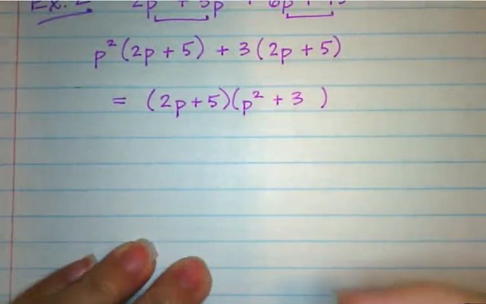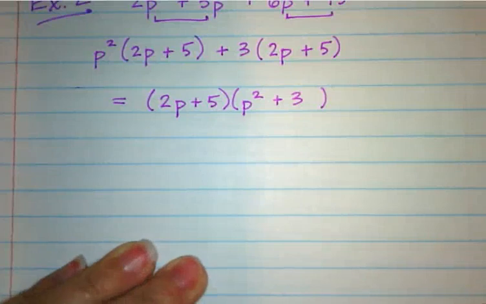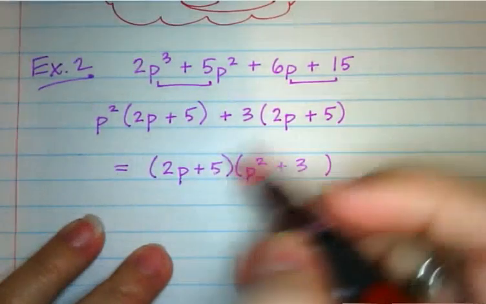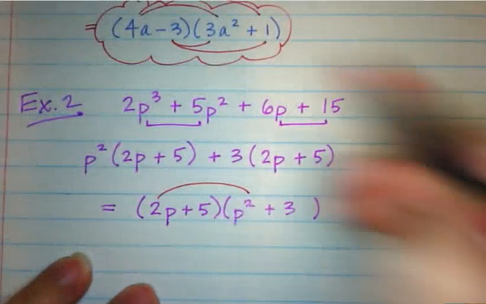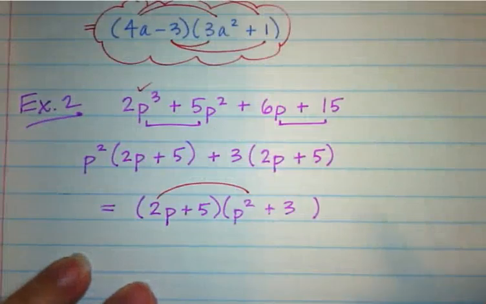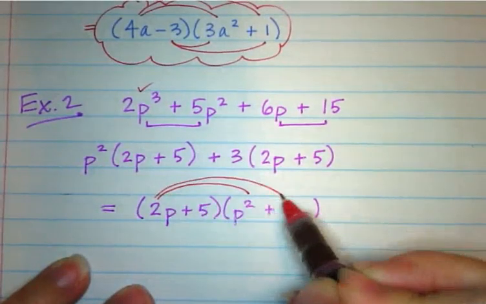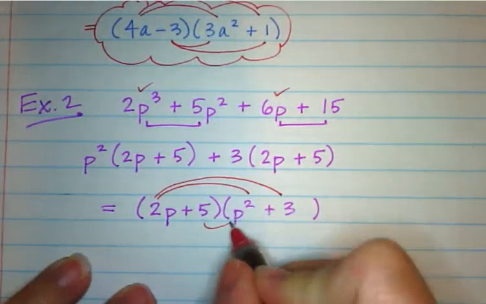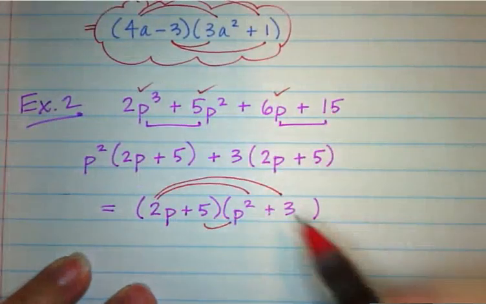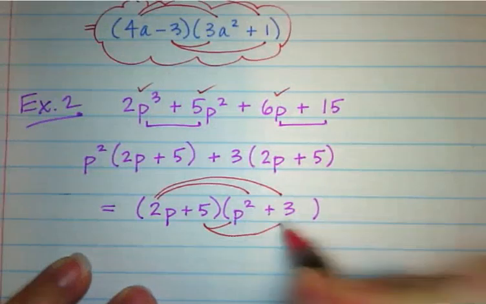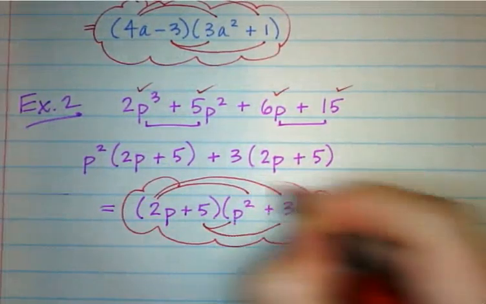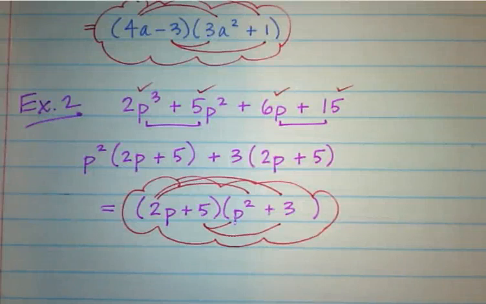All right, now the way we check this is to FOIL. So if we FOIL this back together, the first gives me 2p cubed. The outside gives me 6p. The inside would be 5p squared. And the last ones would be 15. So that is your factored form of that polynomial.